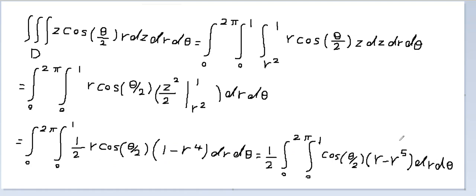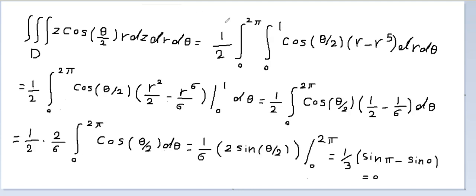Now we have the next integral with respect to r. Since the space is not enough, let me erase here. So we move up and continue the calculation here. So we have 1/2 integral cosine theta over 2 times r minus r to the 5 dr d theta. Now we integrate with respect to r. Cosine theta is constant, so the integral of r is r squared divided by 2, minus the integral of r to the 5, which is r to the 6 over 6, from 0 to 1, d theta.